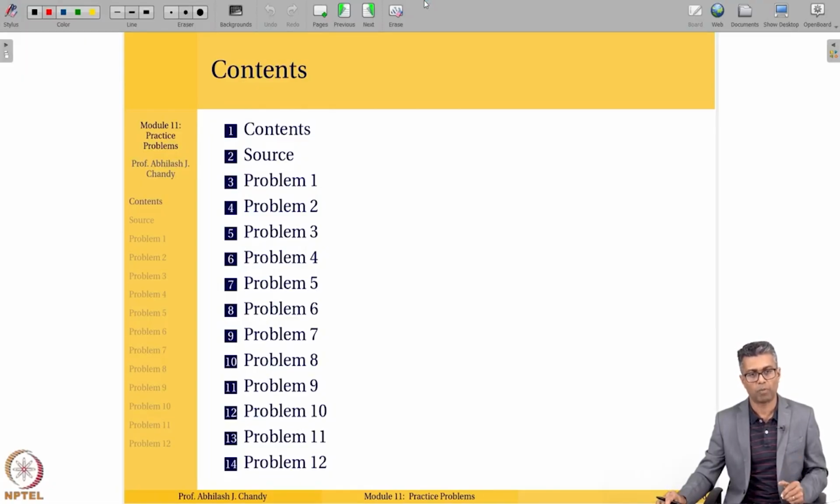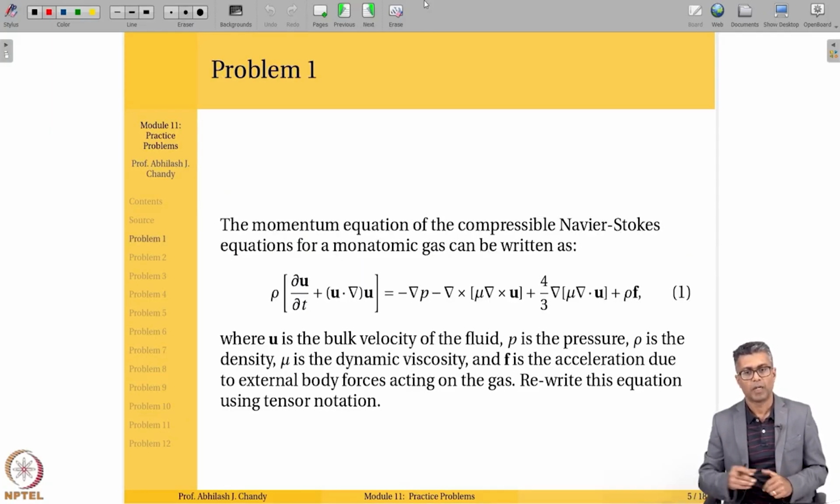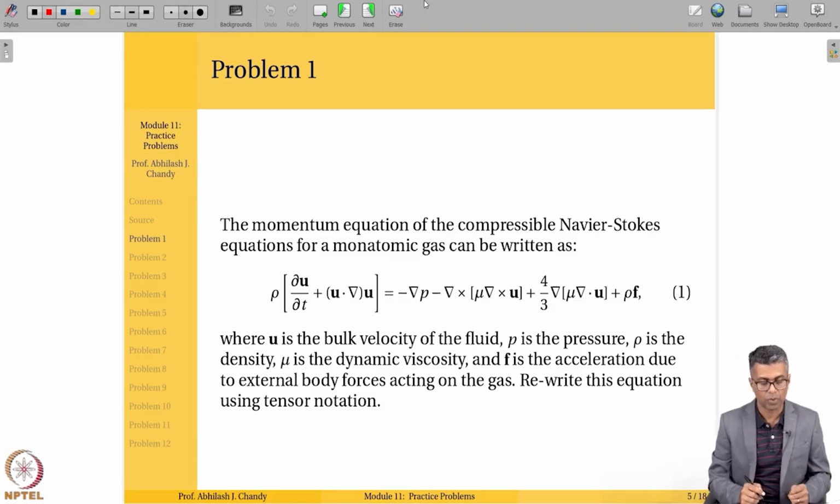So we have about 12 problems in this module, and we'll try to work them out. Most of these problems are from Pope's book. Let's start with the first problem, and this is a relatively simple problem here. You have the momentum equation given for the compressible Navier-Stokes equations for a monoatomic gas, and it's given by rho del U del T plus U dot del U equals minus del P minus del cross mu del cross U plus 4/3 del mu del dot U plus rho F.